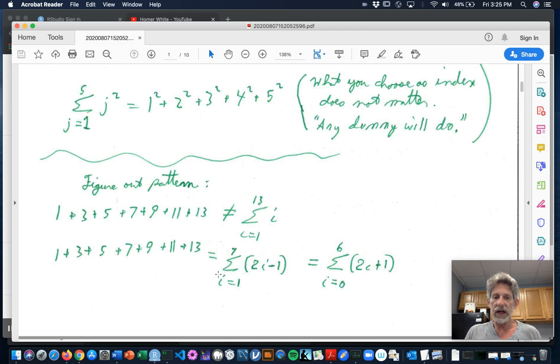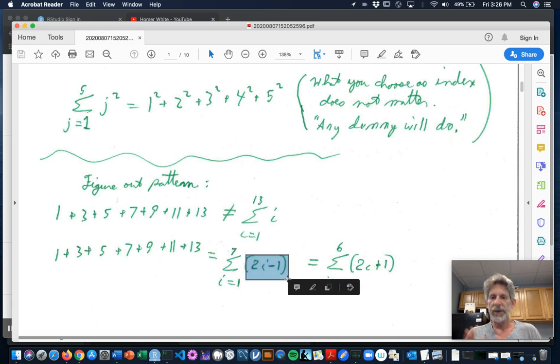I need to start the i at 1 to get 2 times 1 minus 1 working out to the 1. And then when i moves up to 2, I'll have 2 times 2 minus 1. That's 4 minus 1, that's 3. That's the next element. To capture that 13, I would need 2 times 7 minus 1. So I know to stop my summation at 7.